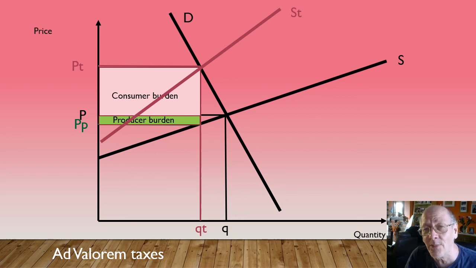There's a consumer burden, there's a producer burden, and who pays it depends upon the elasticity of demand. And that is all I want to say about indirect taxes.